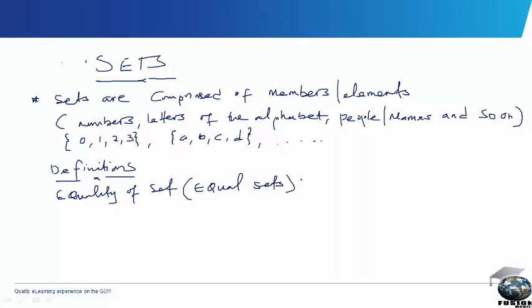Equal sets. Here, two sets are said to be equal if and only if they have the same elements. Okay, we can take for example set A comprised of numbers 1, 2, and 3, and set B comprised of numbers 3, 2, and 1. You find out that all elements in set A are the same elements in set B, and so we can say that therefore set A is equal to set B.